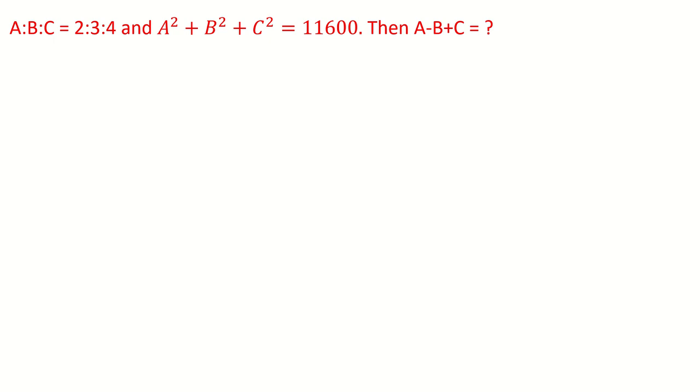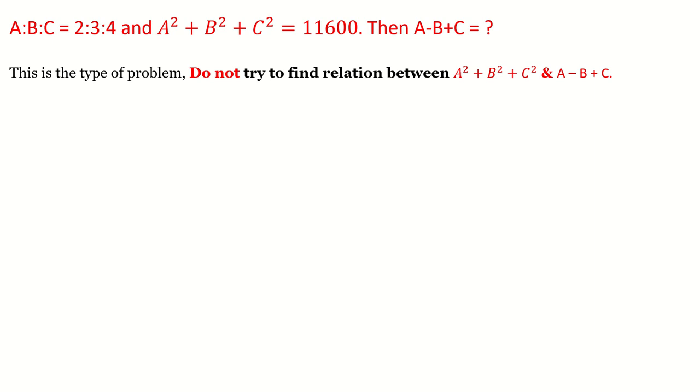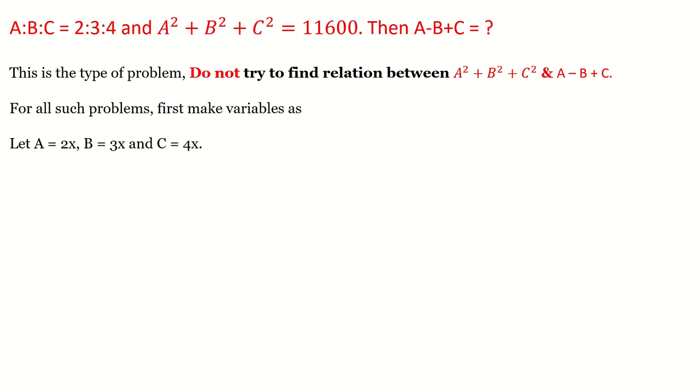This is another type of problem. Very easy. I think almost all of you can solve it. But the easier way is, don't try to find the relation between a square plus b square plus c square and a minus b plus c. That's all long, it takes a long time. For a quick solution, let a equal to 2x, then b will become 3x and c will be 4x. They are in the 2 is to 3 is to 4 ratio.